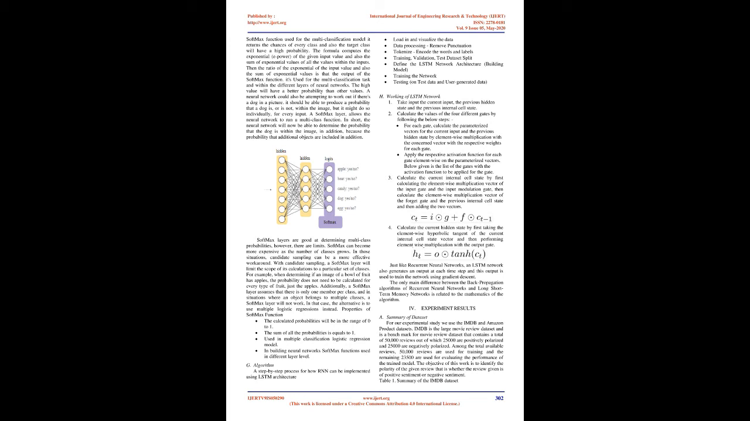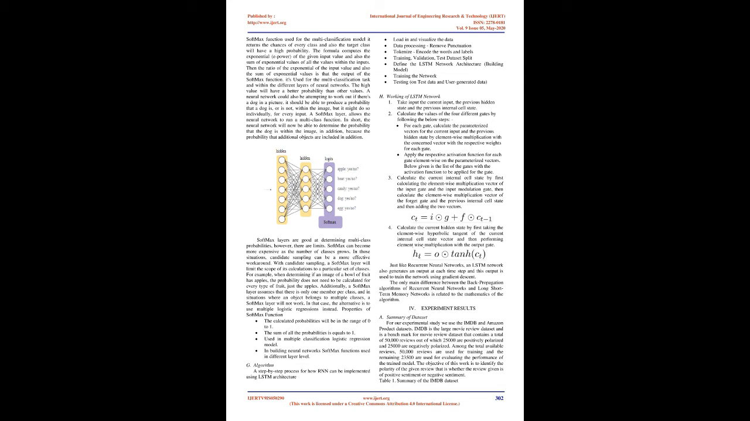If the Softmax function is used for a multi-classification model, it returns the probabilities of each class, and the target class will have a high probability. The formula computes the exponential, e to the power, of the given input value and the sum of exponential values of all the values in the inputs. Then the ratio of the exponential of the input value and the sum of exponential values is the output of the Softmax function. It's used for the multi-classification task and in the different layers of neural networks. The high value will have a higher probability than other values.